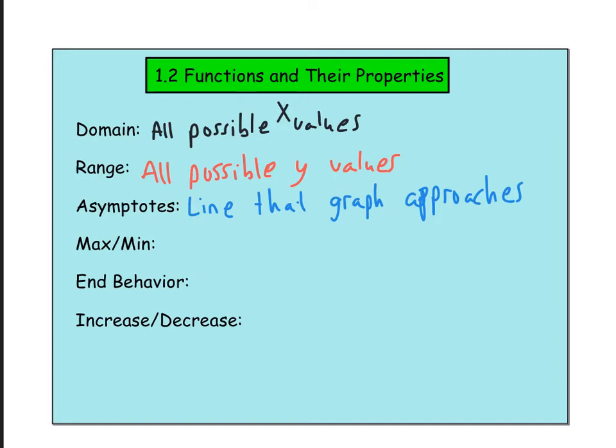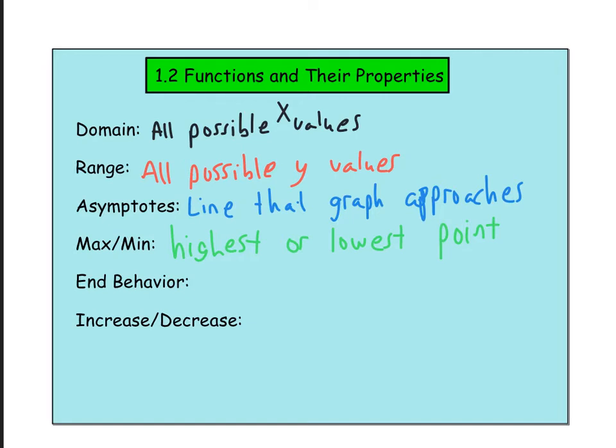Next we have maxes and mins, and those are of course the highest or lowest point. There are a couple different types. There's what's known as an absolute max or min, which is the highest or lowest that the function ever gets. And then there's a local, sometimes known as a relative min or max, which is the lowest point within a certain section of the graph, but it may go lower somewhere else. So we'll talk about that.